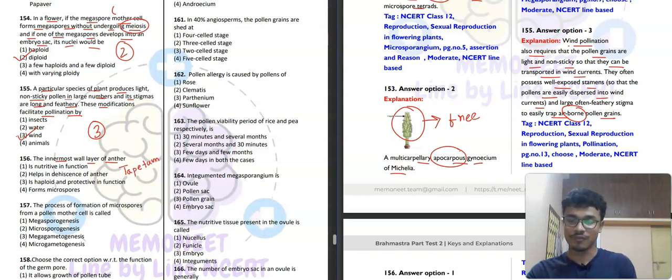And what is the function of tapetum? To provide nutrition. So that's why it is nutritive in function. First option will be our correct answer for this question. You can also check the explanation.